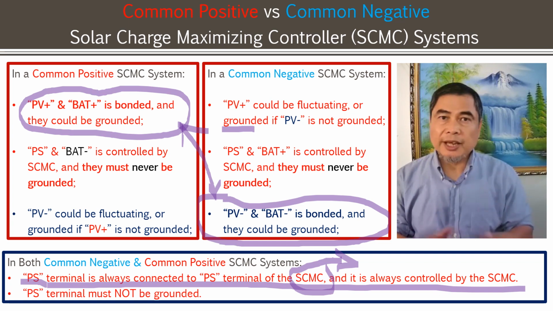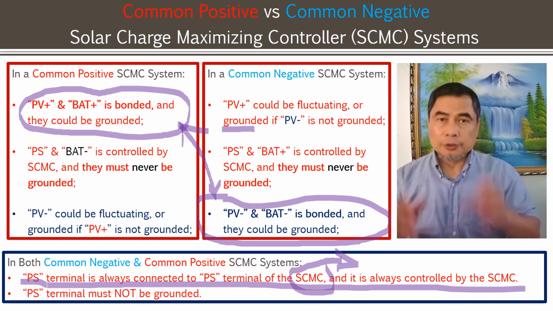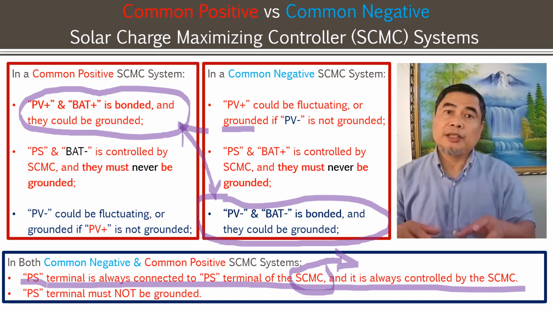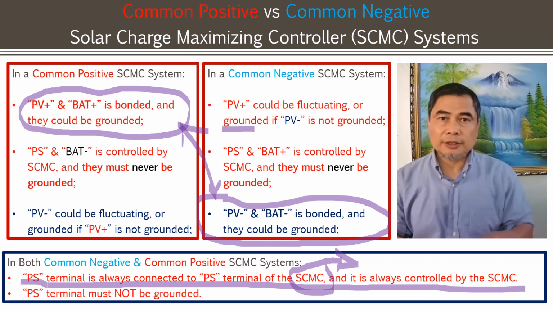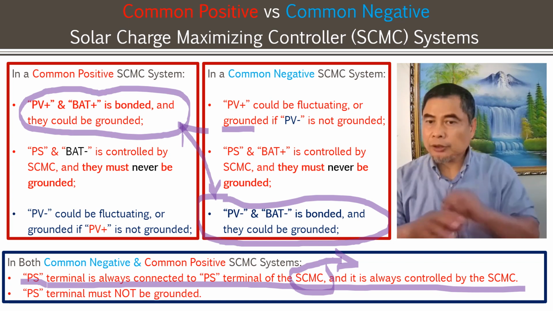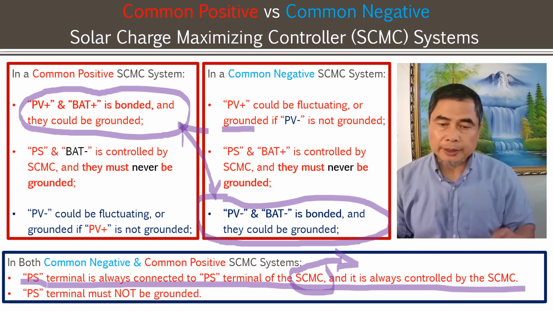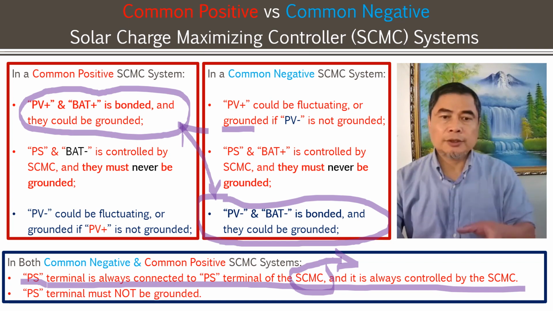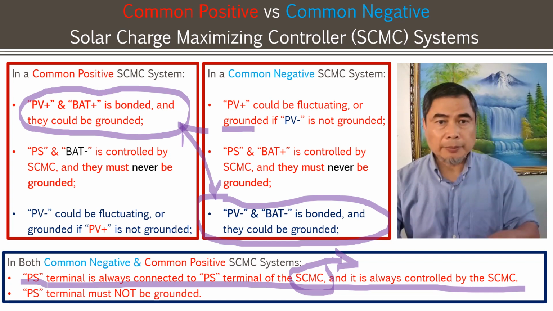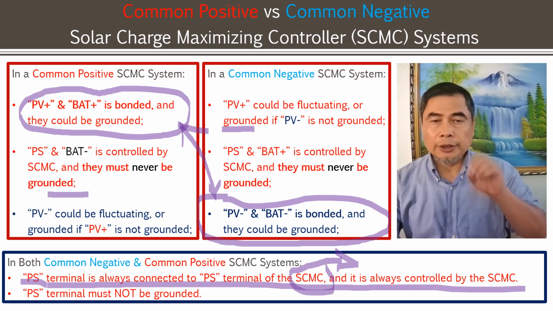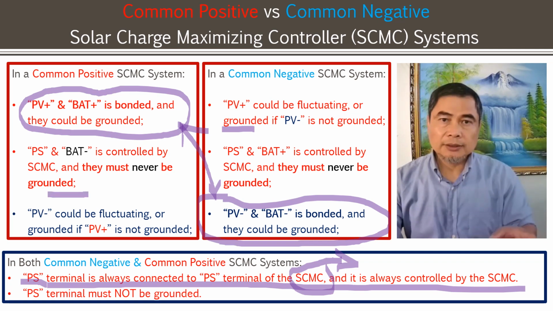That's the rule: the PS terminal is always connected to the solid charge maximizing controller, SCMC. That terminal is always called a PS. PS stands for split wire. That terminal always handles high current capacity, and always gets connected to the solid charge maximizing controller. So this is the one to remember. For the grounding, we're going to leave that for the next lecture.